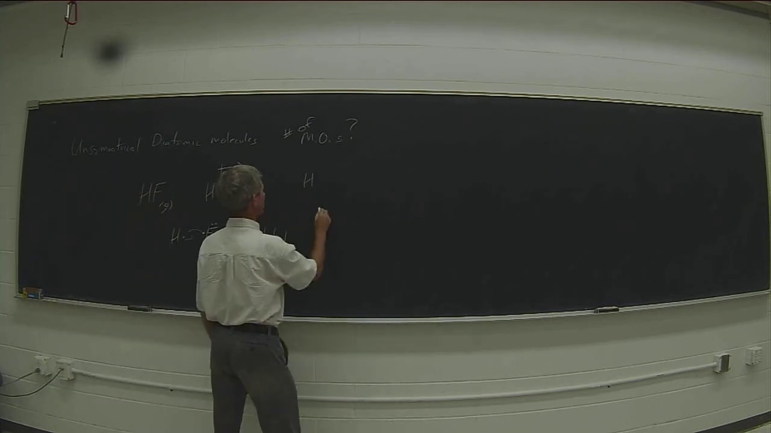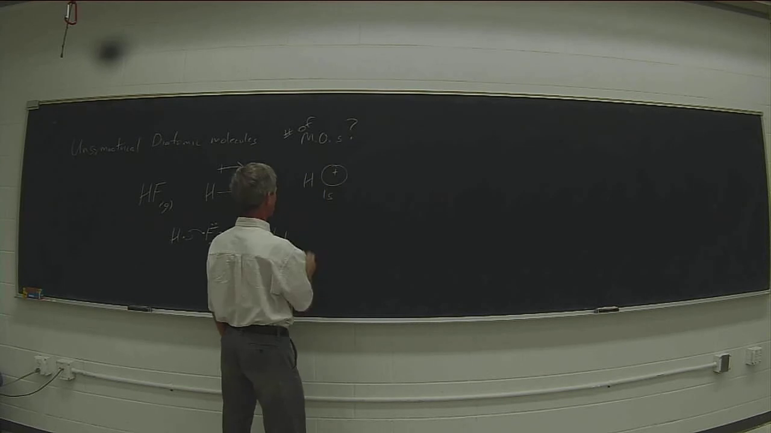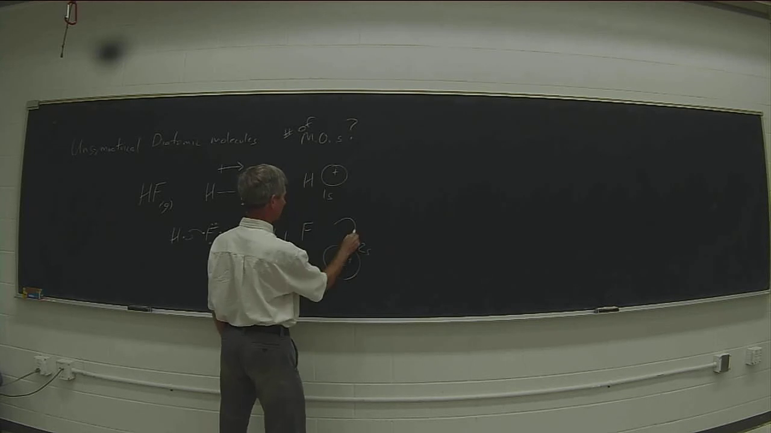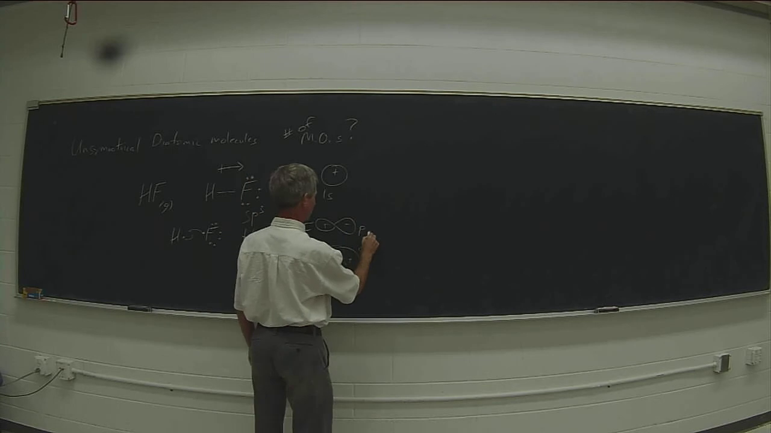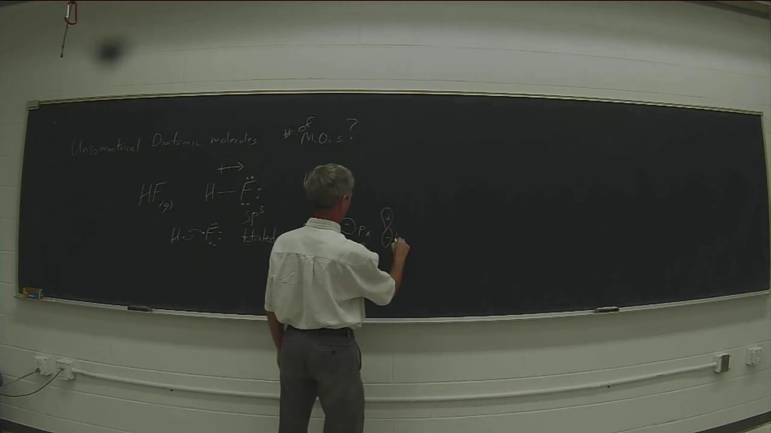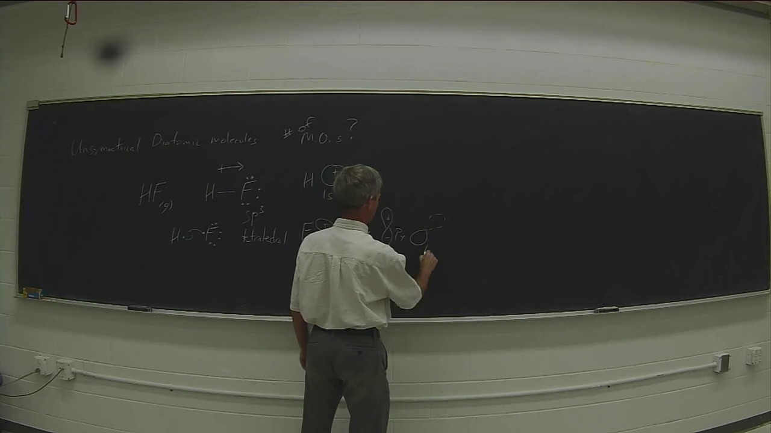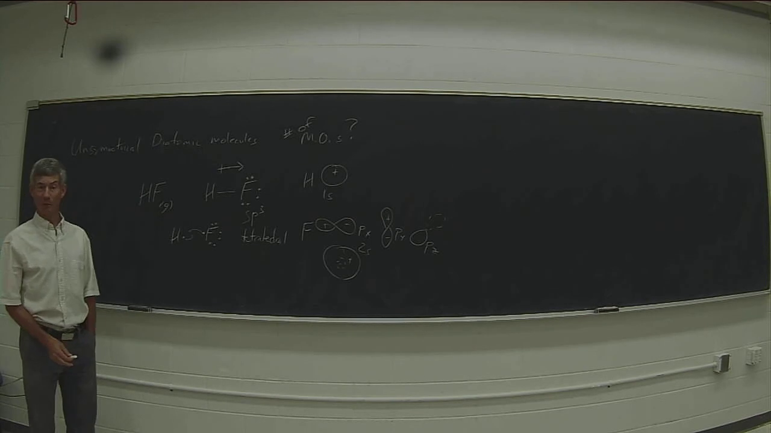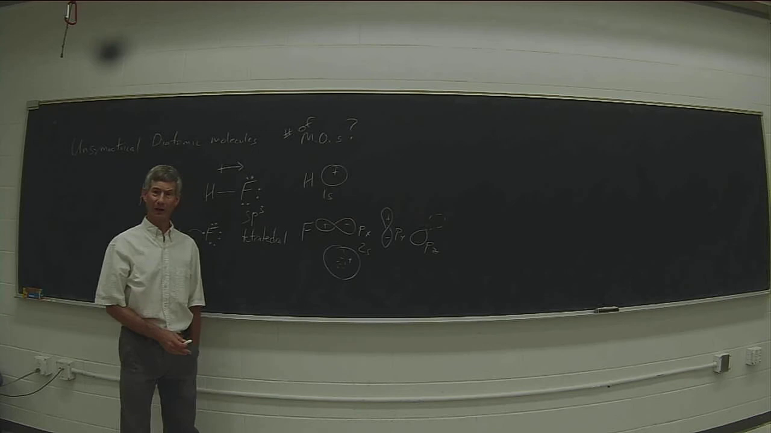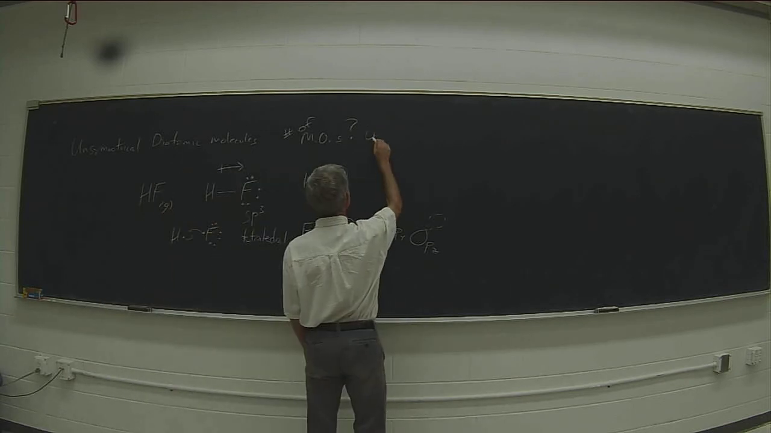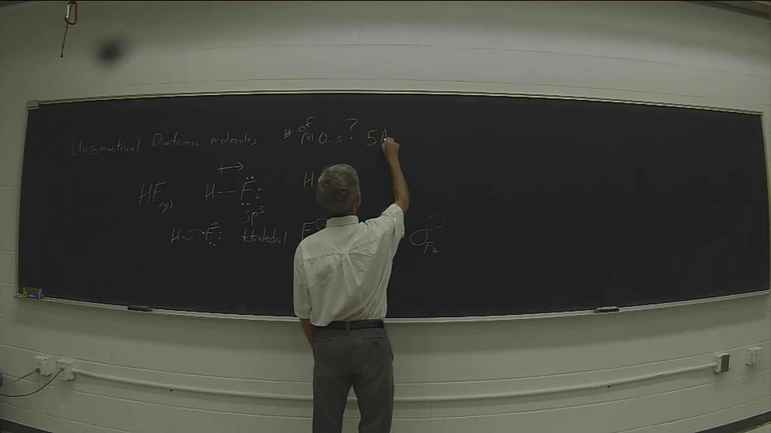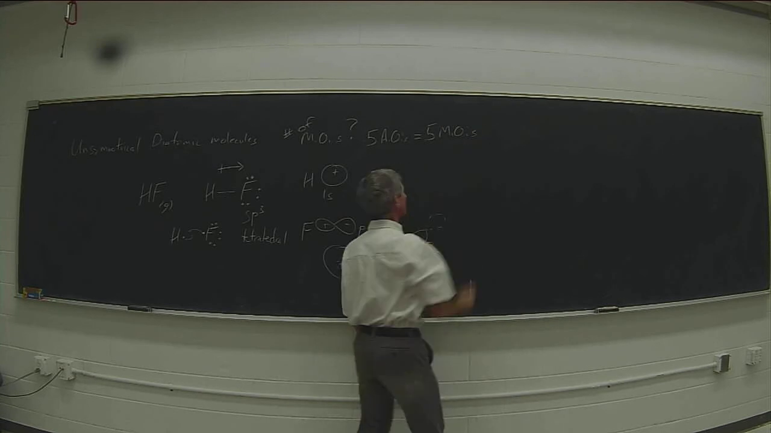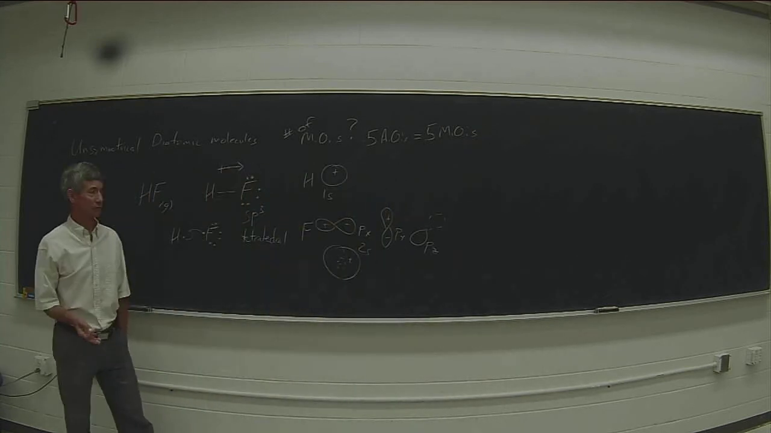Hydrogen brings just a 1s orbital, but fluorine brings a 2s orbital and a px, a py, and a pz orbital in its valence shell. So in the valence shell, we have 4 orbitals coming from fluorine, and we have 1 orbital coming from hydrogen, 5 atomic orbitals total. That means we must have 5 molecular orbitals for the hydrogen fluoride molecule.